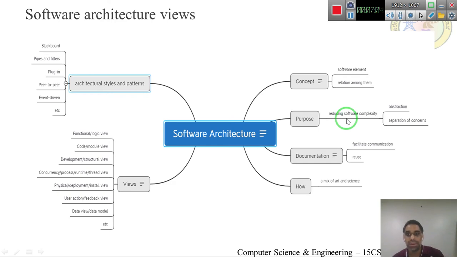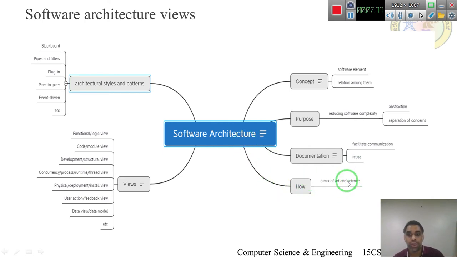And how can that be done? It is through abstraction as well as through separation of concern. Then third, software architecture provides you the documentation which would assist the software developer to facilitate communication, and sometimes it also helps you to reuse certain components. Okay, then software architecture tells you how the system is built.